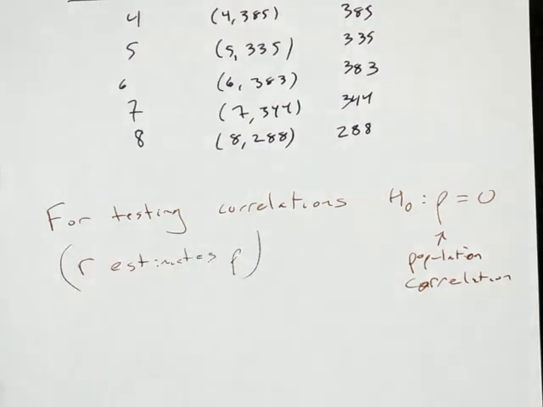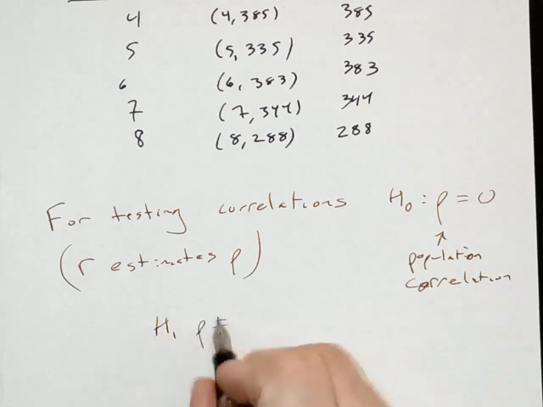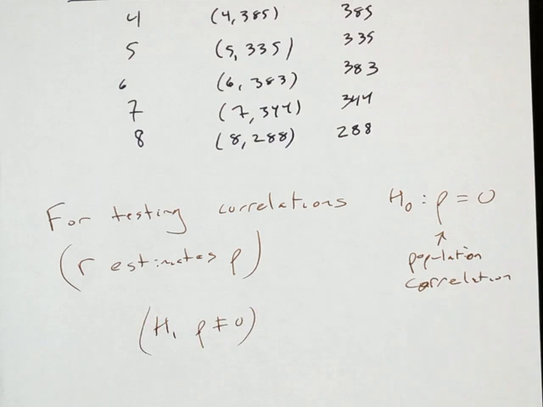Our population correlation is going to be this Greek letter, rho. I know it looks like a P, but it's an R. This is the problem we get switching alphabets. R is an estimator for this rho. If this is my null hypothesis, what's my alternate? That it's not 0. Now, I need to test something.